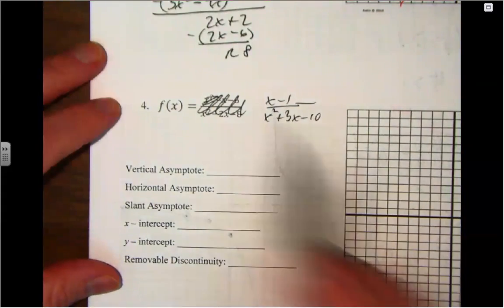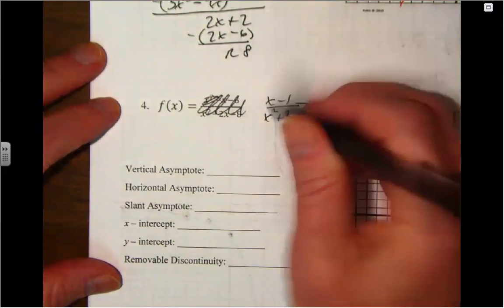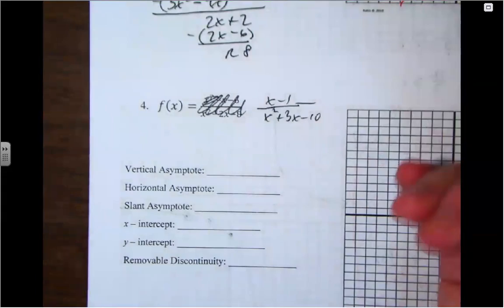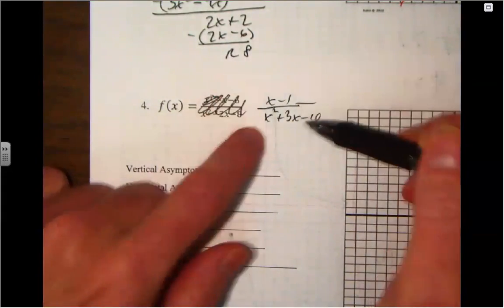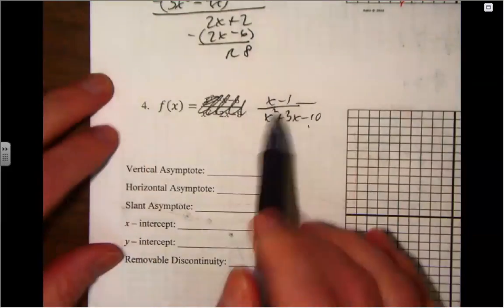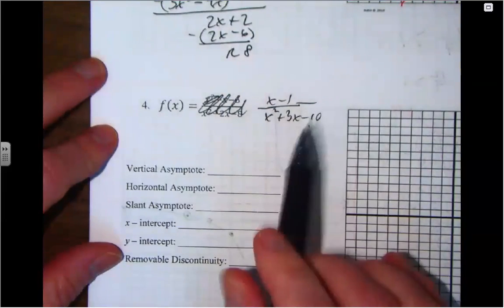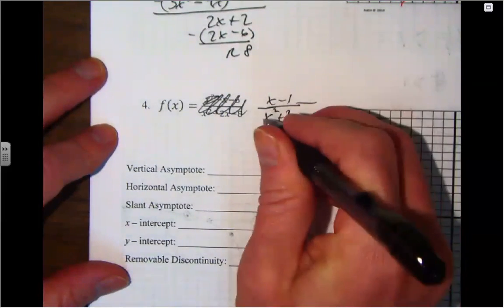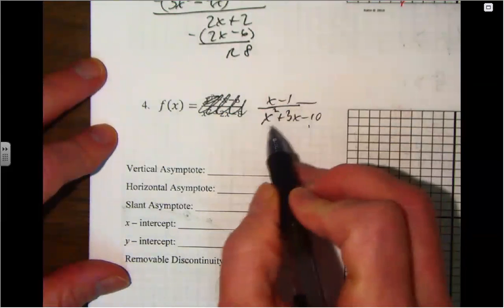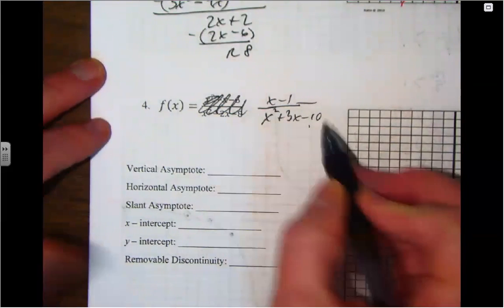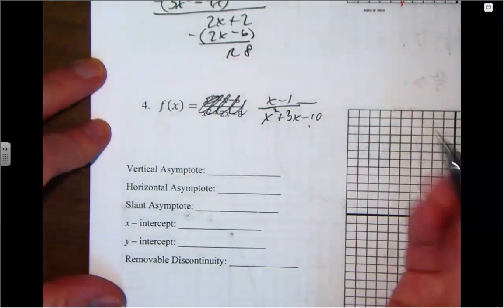Okay? Last one. I changed the function last minute. On your paper that you see in Schoology, you see this, x minus 1 over this. When I first did it yesterday, I had something else, but I changed my mind last minute. So I had to hand write it in. So x minus 1 over x squared plus 3x minus 10. There's another 3. I'm obsessed with 3s today. I don't know why.